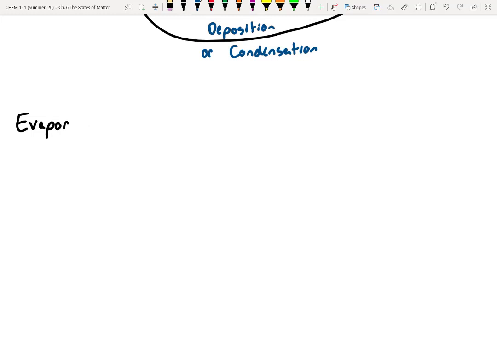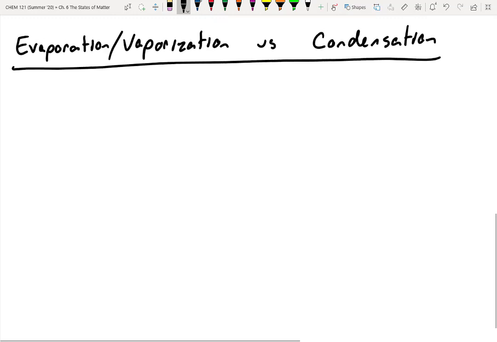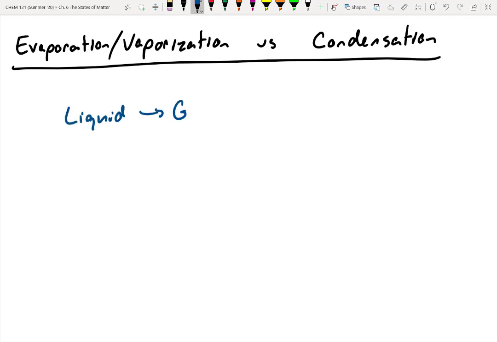Oh, evaporation, not evaporization. Evaporation, vaporization versus condensation. All right, so let's take a look at each of these separately. So let's start off with our liquid to a gas, right? We said that we can go from a liquid to a gas, and we said that this process was known as vaporization. All right, and we said that vaporization is going to be endothermic. It's a heat absorbing process.